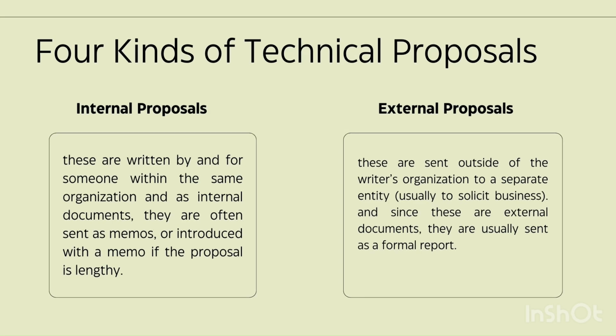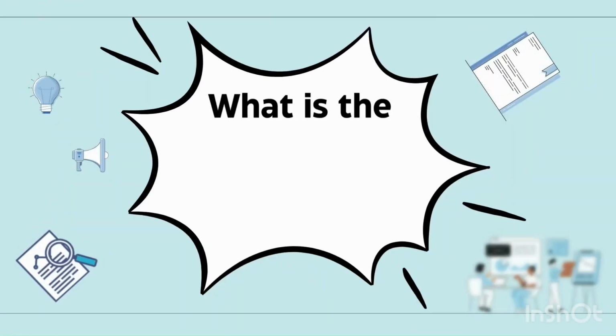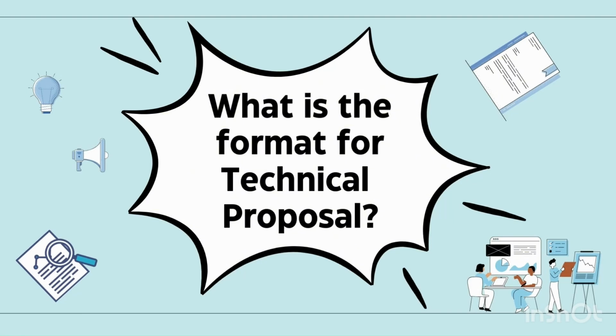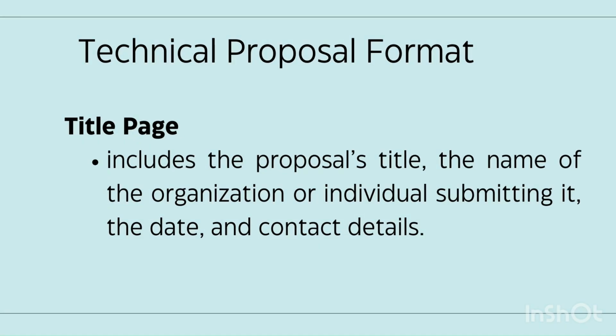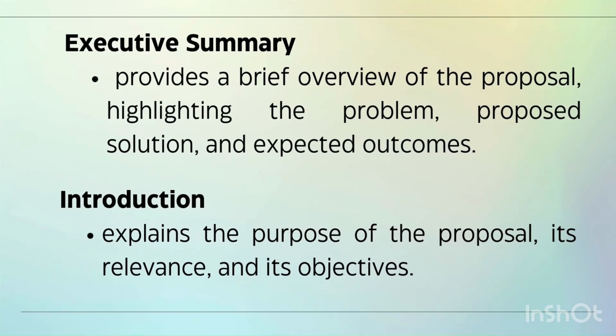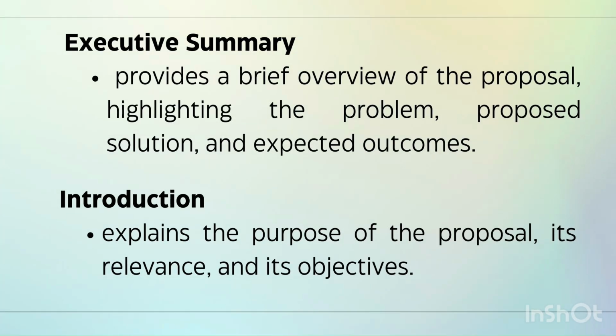Okay, so now let us take a look at what is the technical proposal format. How do we format them? First, we have the title page. It includes the proposal's title, the name of the organization or individual submitting it, the date, and the contact details. Next, we have the executive summary. So this section provides a brief overview of the proposal, highlighting the problem, proposed solution, and expected outcomes.